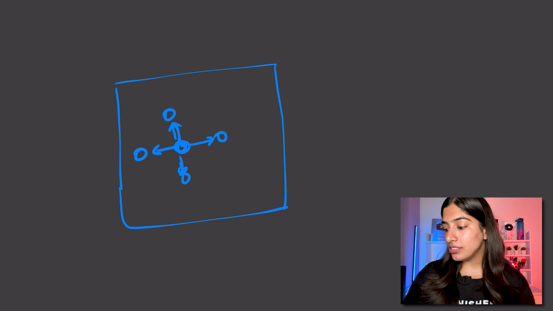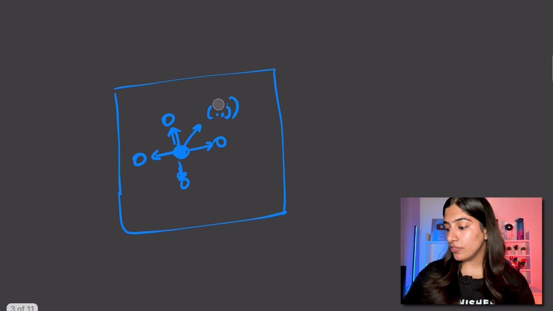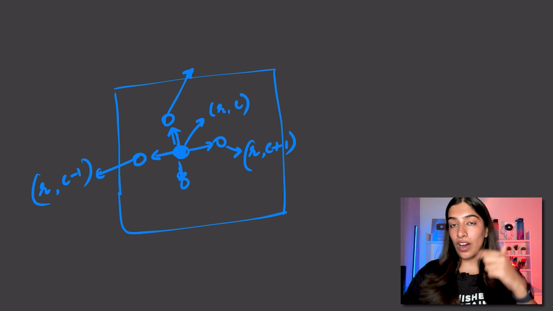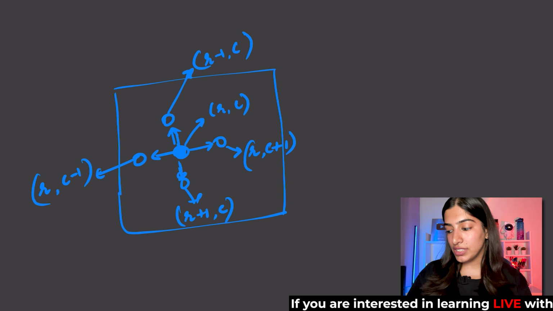So suppose this node is at the point i, j. To make it easier, suppose this point is at r, c, where r is the row and c is the column. What will be the location of all 4 adjacent elements? This one is in the same row, but the column is +1, so r, c+1. This one is in the same row at c-1. This one is in the row above, so r-1, but the column is the same. And this one is r+1, with the column the same.